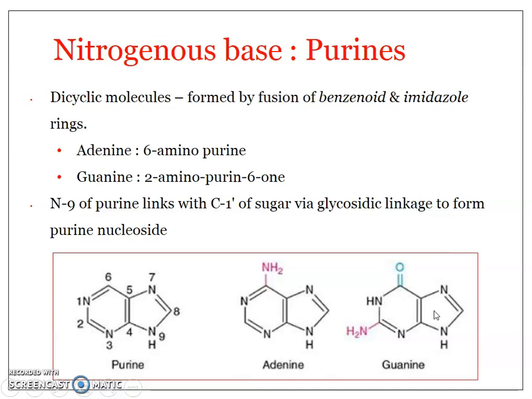Okay, so purine also binds with the first carbon of the sugar through a glycosidic linkage, and there, instead of the first nitrogen, it is the 9th nitrogen. Okay, the nitrogen in the ninth position of the purine binds with the first carbon on the pentose.